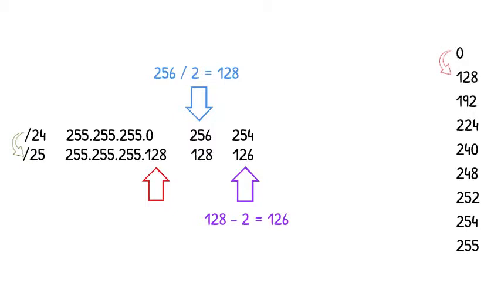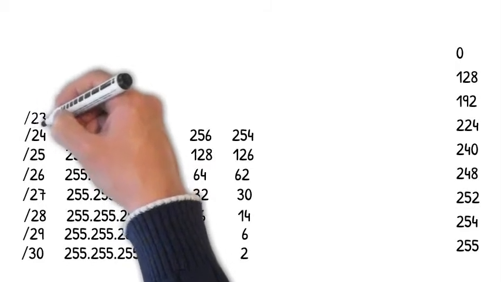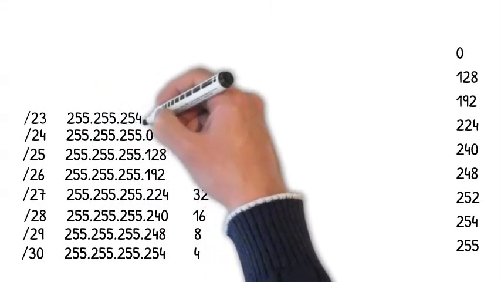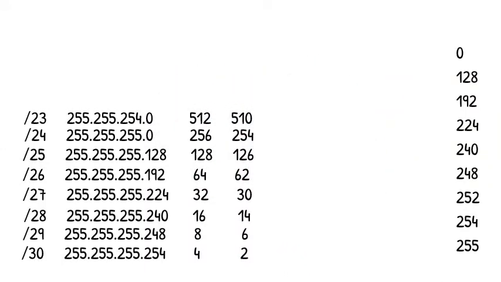So now we're just going to keep repeating this process every time we go down until our chart looks something like this. Now that we have the first part of our chart done, we're going to start moving back up the chart. And that's going to be the exact same process, only in reverse. As we move up the chart, here's what we're going to have: /23, 255.255.254.0, 512, and 510.